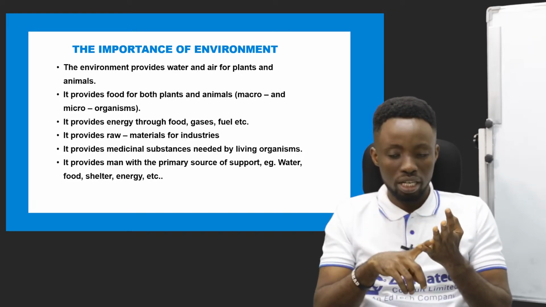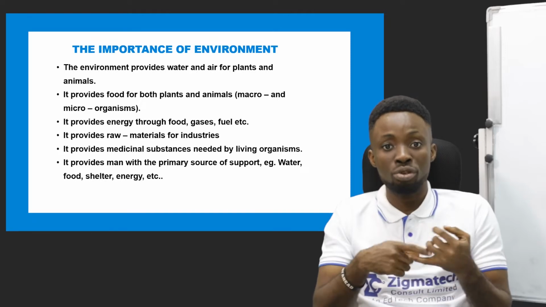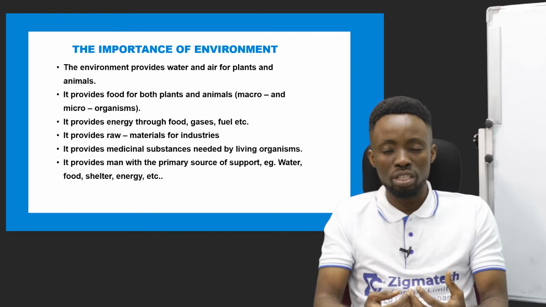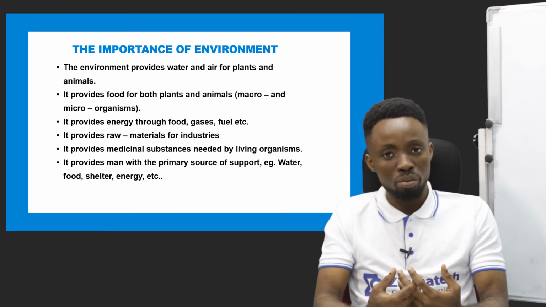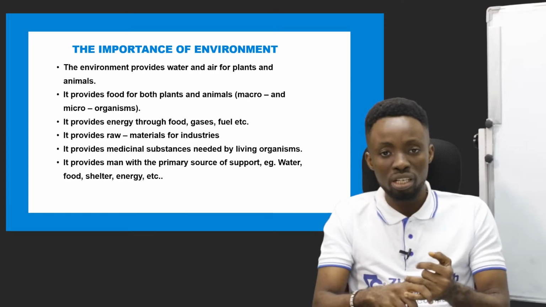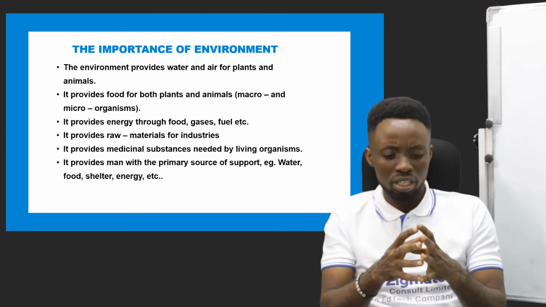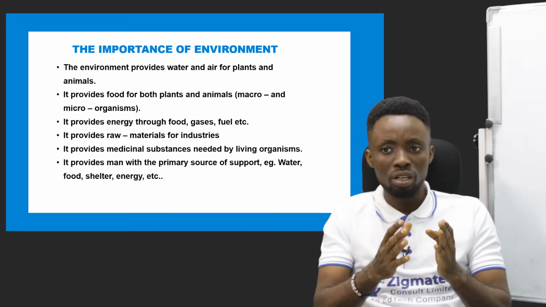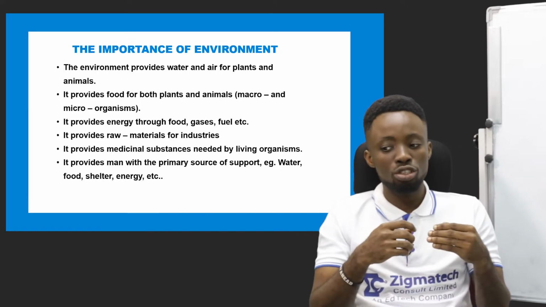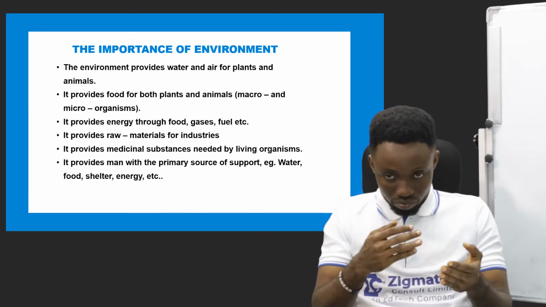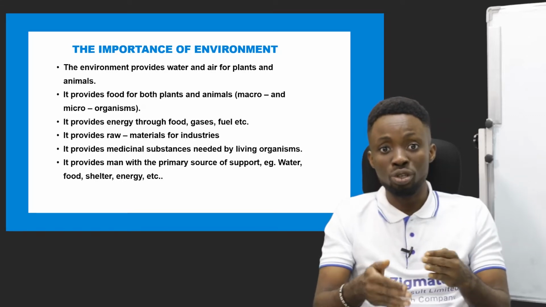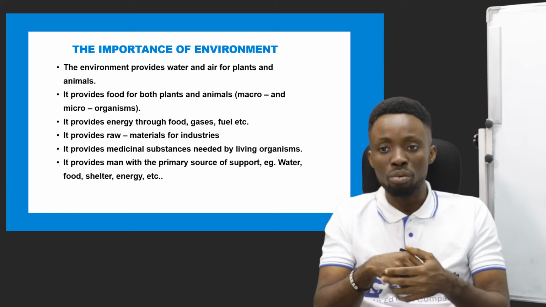So the environment also acts as a primary support for us. If you look at man in the environment, you see that the environment actually provides man with a place to settle. That is, provides man with shelter, provides man with water, provides man with food and energy. So the environment is actually a primary source of support for man. That's to say that if man should go to other environments away from the earth, it will be very difficult for them to get this primary source of support because they are only found in the earth's environment.